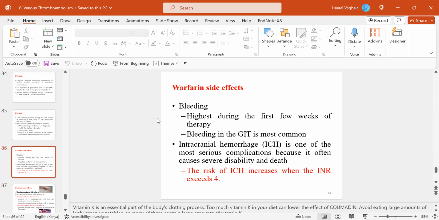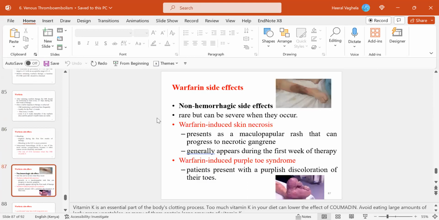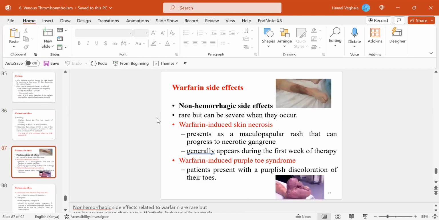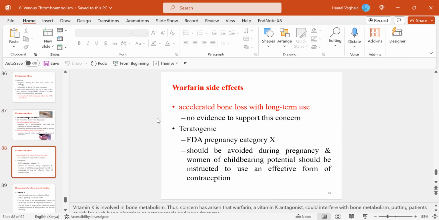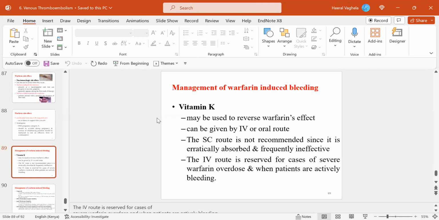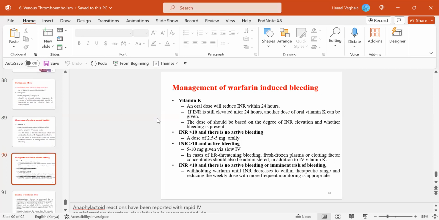Side effects for warfarin: bleeding, of course, but the other effects would be the non-hemorrhagic ones, where it causes skin necrosis and the purple toe syndrome. It's teratogenic, so it's not given during pregnancy. And the antidote for warfarin is vitamin K, because it's inhibiting vitamin K reductase. So if you increase vitamin K, it reduces the effects of warfarin.